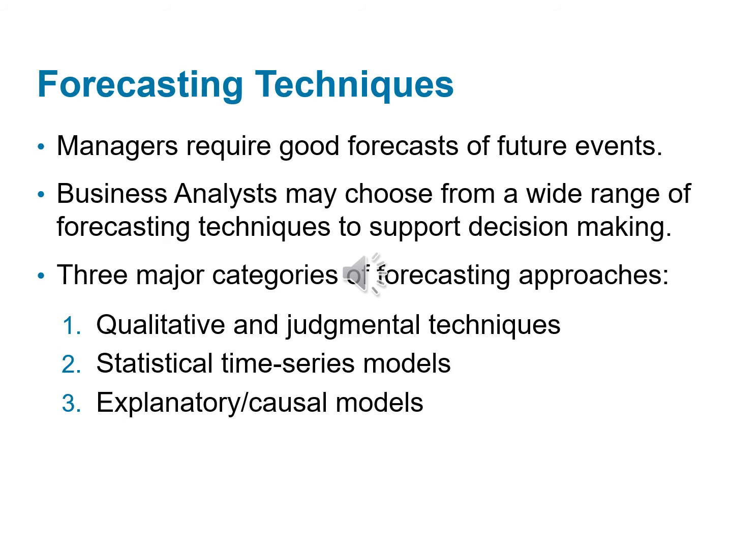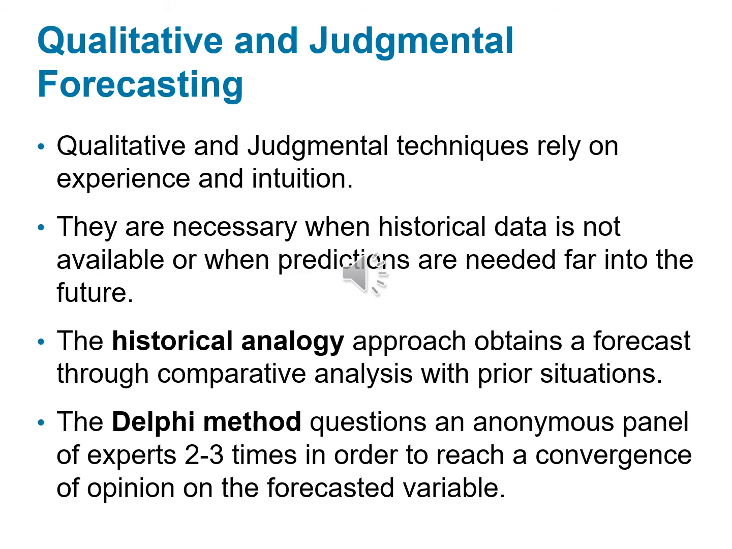Three major categories of forecasting approaches: qualitative and judgmental techniques, statistical time series models, and explanatory/causal models. Qualitative and judgmental forecasting. Qualitative and judgmental techniques rely on experience and intuition. They are necessary when historical data is not available or when predictions are needed far into the future.